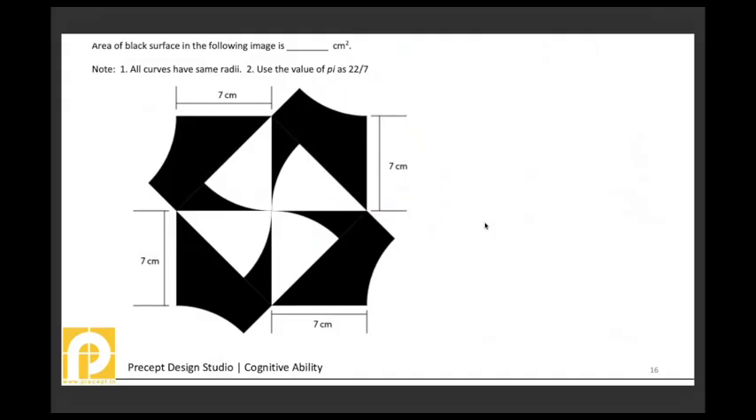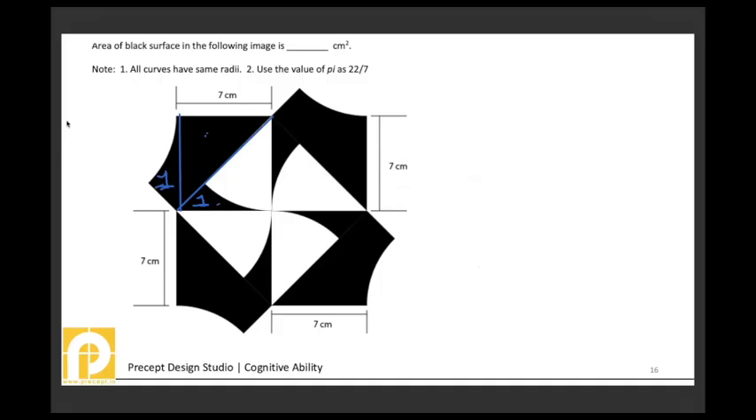We have to find the area of the black surface in the image given below. All the curves have the same radii and the value of pi can be taken as 22/7. Okay. So in this case, how do we break the geometry? When you break the geometry using these lines, you realize that the part we see here as shape 1, both of these are shape 1, and then you also get a triangle. The black part is made up of 2 of these shape 1 and 1 triangle.